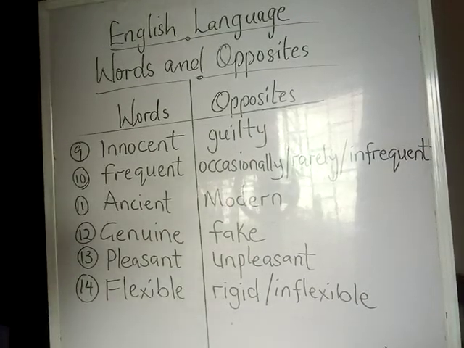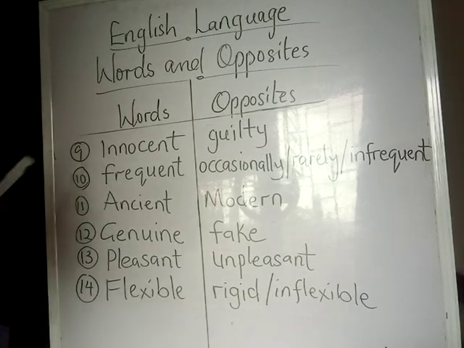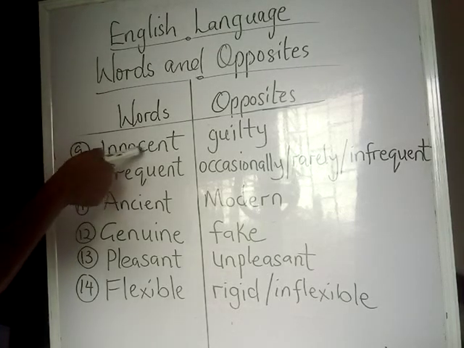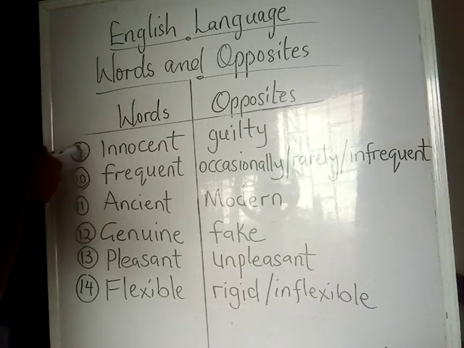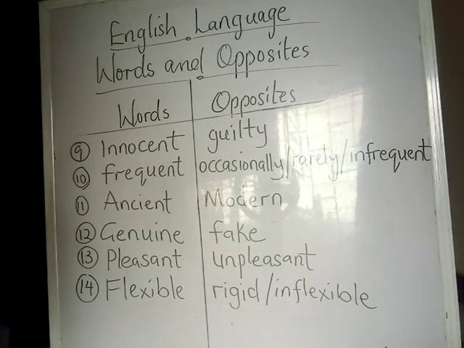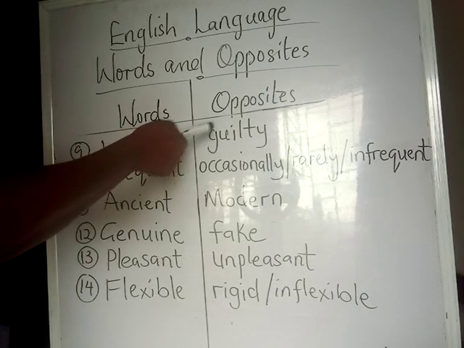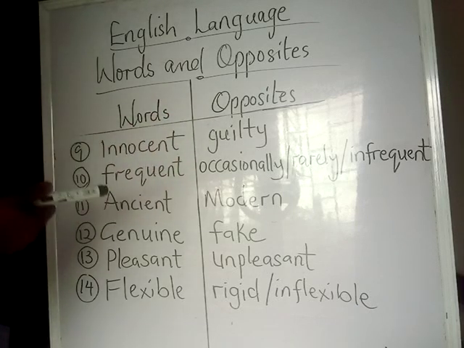The next set of words we have here, the first one is innocent. To be innocent means you are free of guilt, you didn't do something wrong, you are clear, you are clean. The opposite of innocent is guilty. When you do something wrong, you're guilty.